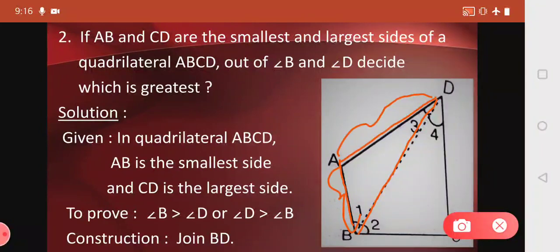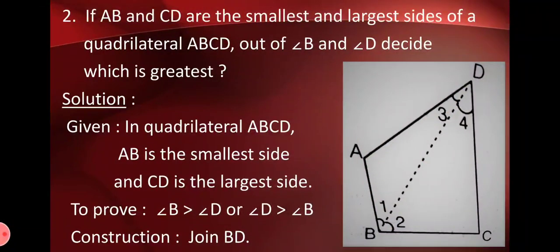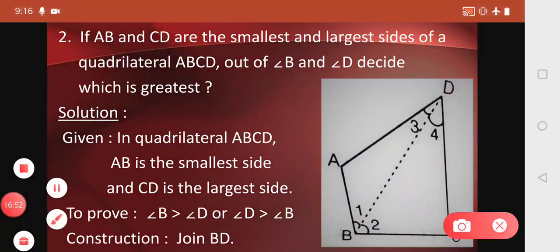Now the angle opposite to the longer side, that is AD. This is our longer side in triangle ABD. So the opposite angle of it is angle 1. This is our opposite angle. Therefore angle 1 will be greater than angle 3. This is angle 3, which is the opposite angle of the smallest side AB. So we write angle 1 greater than angle 3. Similarly, now we select another triangle, that is triangle BCD. Here is the triangle BCD.